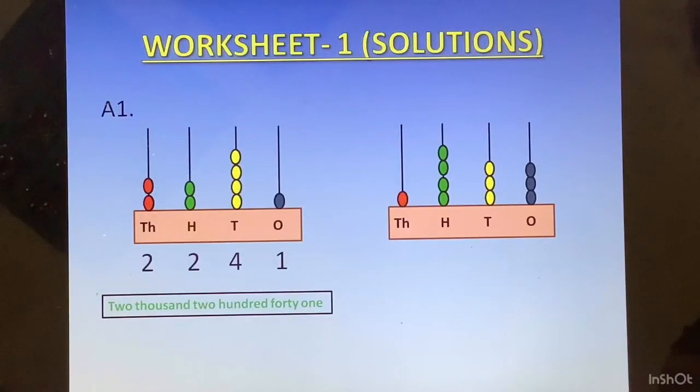Here in one spike we have 3 beads. So we will write 3 below ones. In 10 spike we have 3 beads, so we will write 3 there again. In 100 spike we have 4 beads, so we will write 4 in the hundreds column. And in 1000 spike we have 1 bead, so we will write 1 in the thousands column. Now let us read the number. It is 1433.